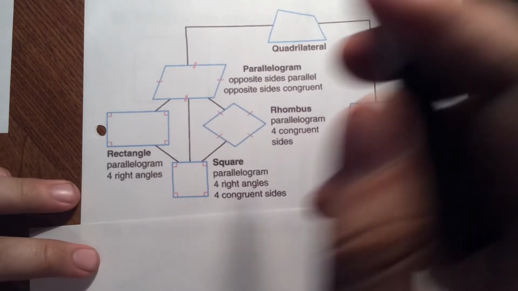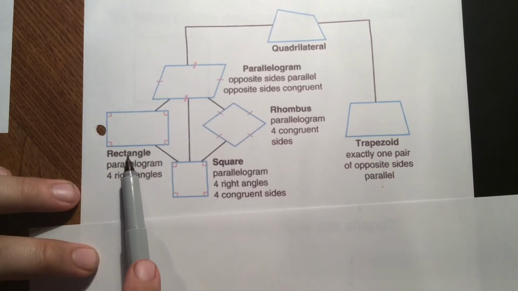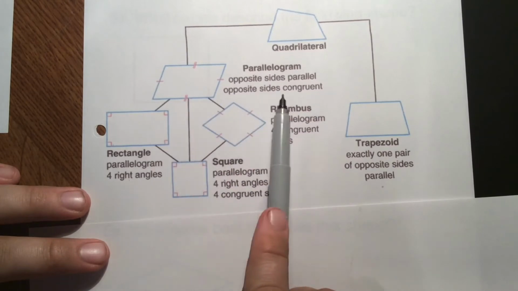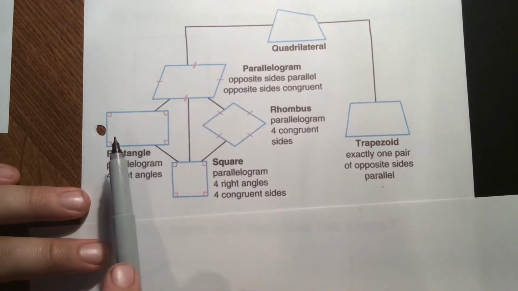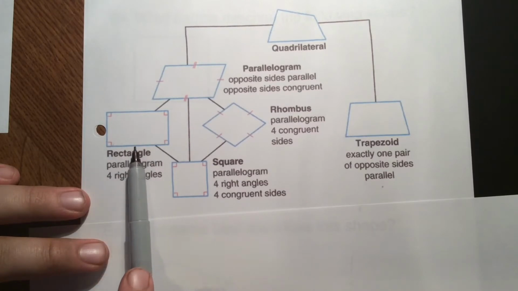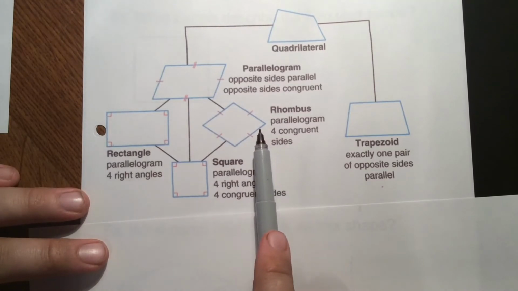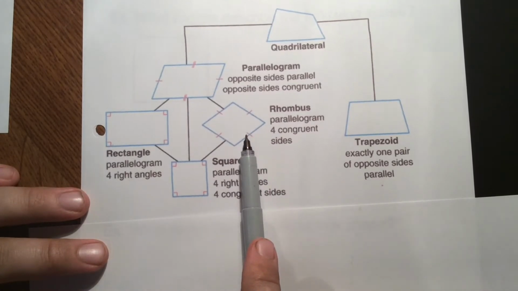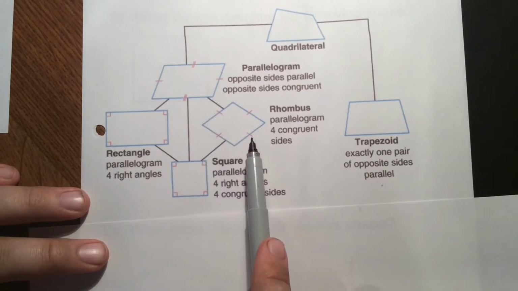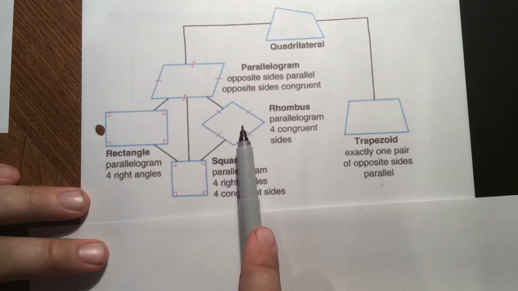Now, from there where it splits is, if we know it has four right angles, that's what makes it a rectangle. Now, because it's a rectangle, we know it's a parallelogram, which we also know opposite sides are going to be congruent. But all we know for it to be a rectangle is it has to have four right angles. The other side of this split is a rhombus. It has to have four sides that are all congruent in order to be a rhombus. So if we know all four sides are congruent, it's a rhombus.